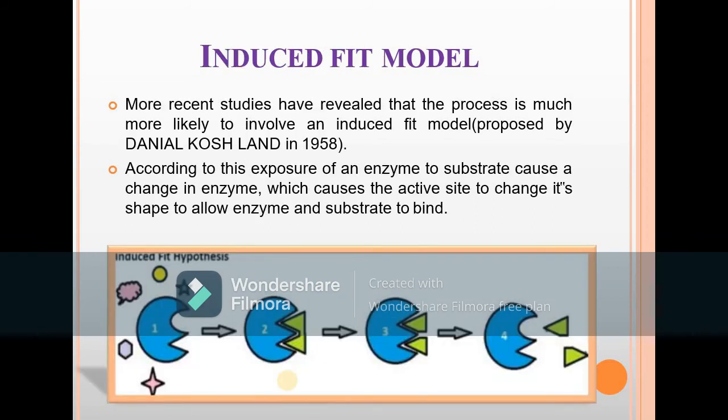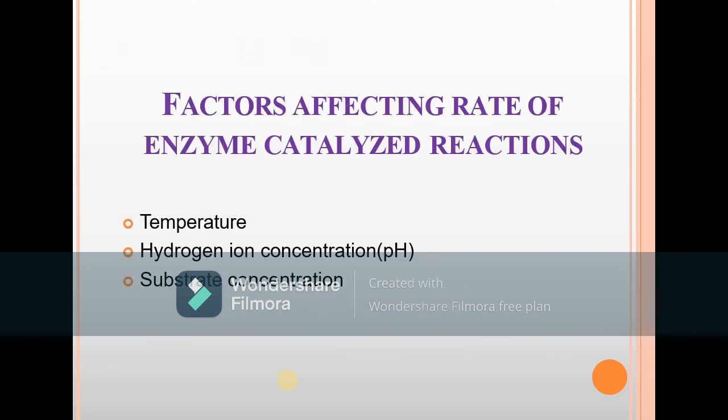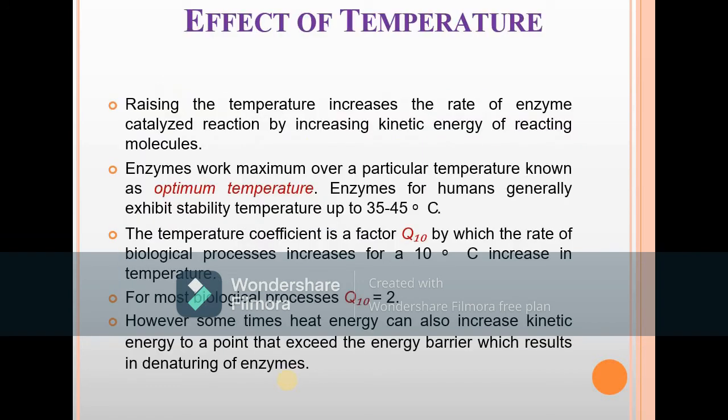While in case of the induced fit model, according to recent studies, exposure of enzyme to substrate causes a change in enzyme, which causes the active site to change its shape to allow enzyme and substrate to bind. Means it can change its shape according to the presence of the substrate, so that the substrate can easily bind to it. Here is the structure of induced fit model. Then the next thing is about the factors affecting rate of chemical reaction. There are three factors: temperature, hydrogen ion concentration, that is pH, and substrate concentration.